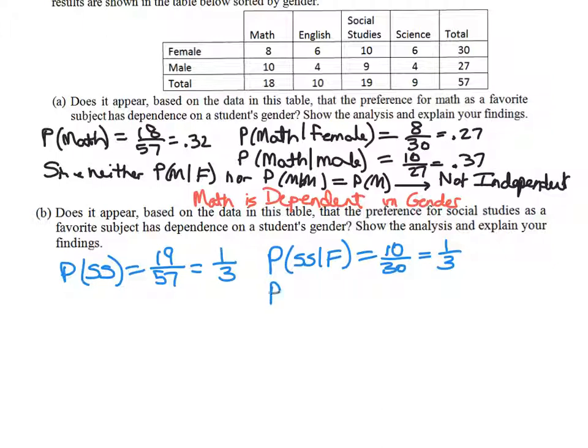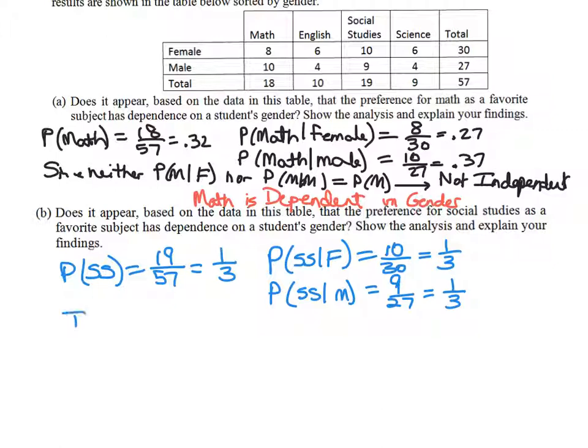Let's do the same thing with the male. So let's take the probability of social studies given that you are a male student. I'm now looking at the male row and saying how many of them prefer social studies. That's looking like 9 out of the 27 males that were questioned. So I see that that also gives me a probability of 1/3.